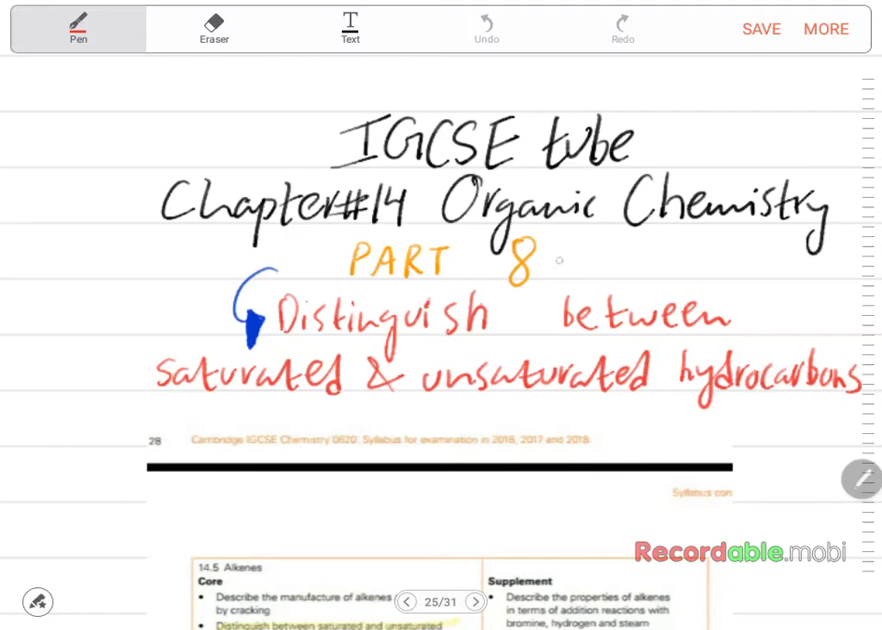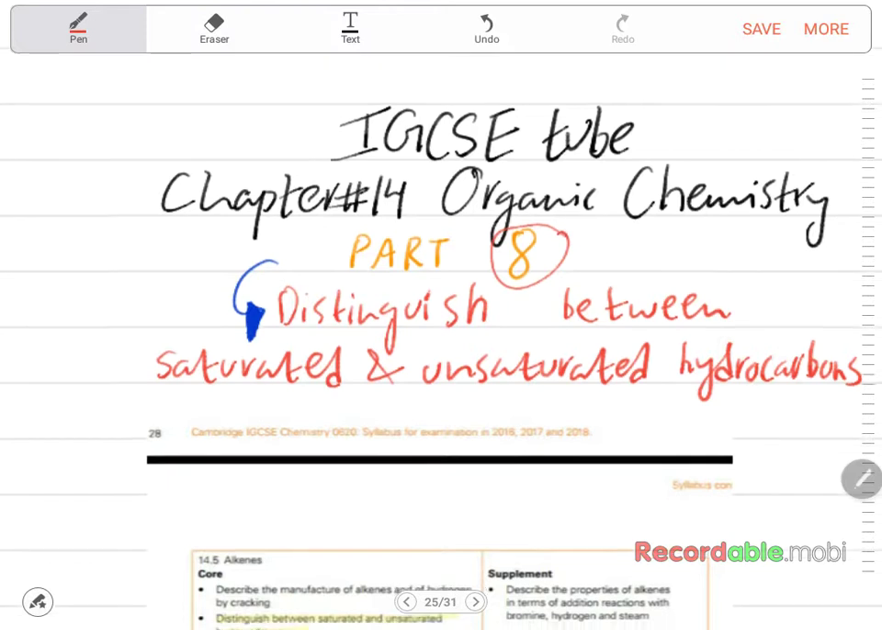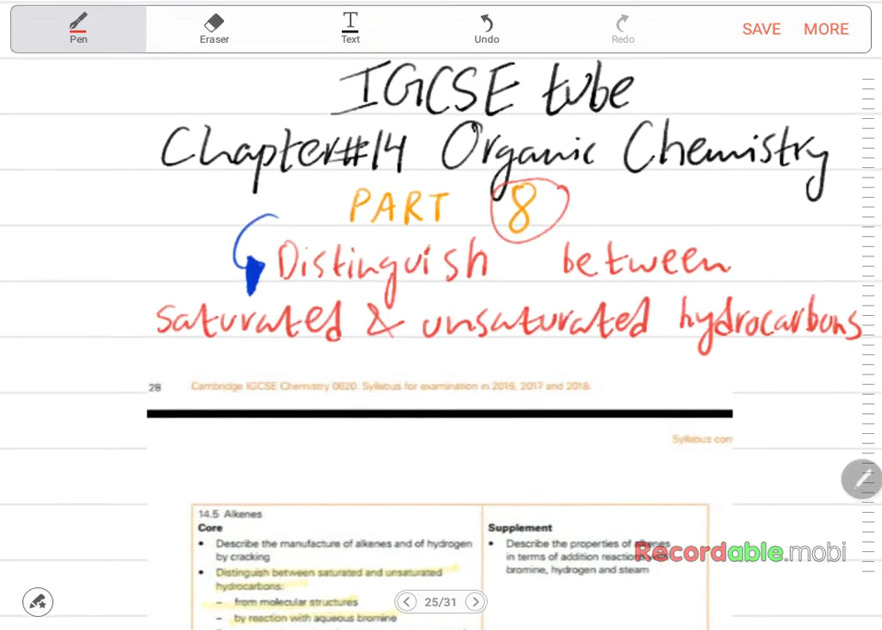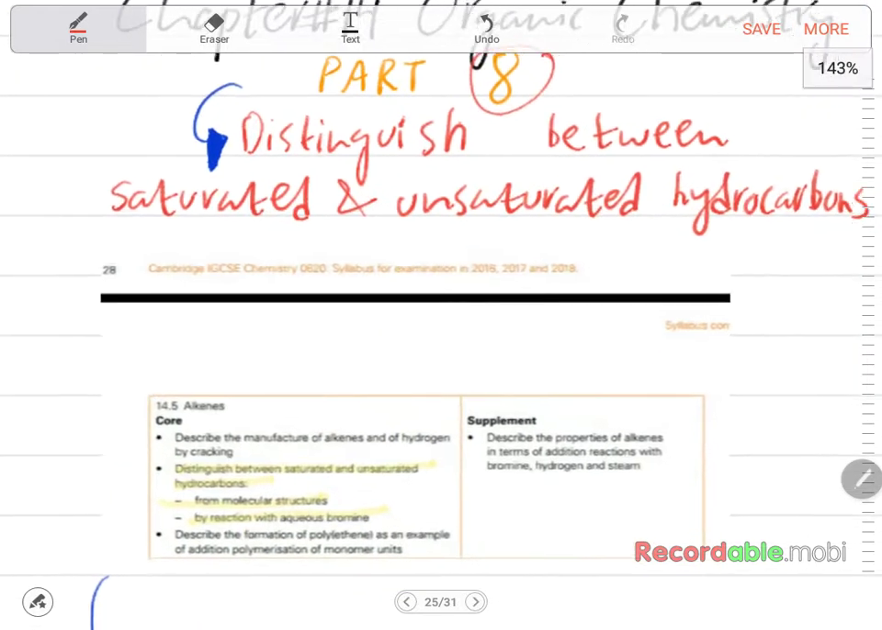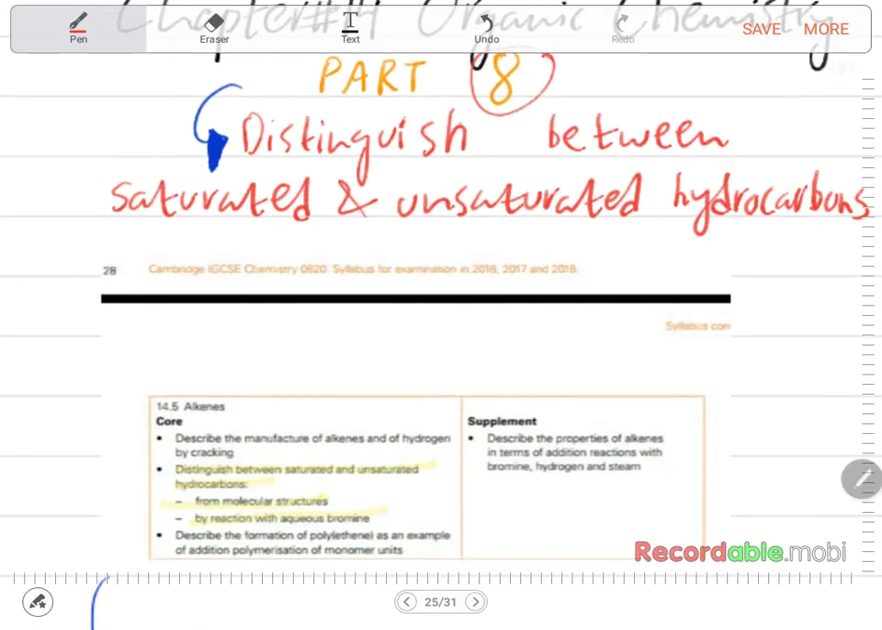So this is part number 8 of chapter number 14, organic chemistry. In this part of the chapter, we are going to discuss how to distinguish between saturated and unsaturated hydrocarbons through the molecular structure or by the reaction with aqueous bromine. This is in section 14.5 of the syllabus.